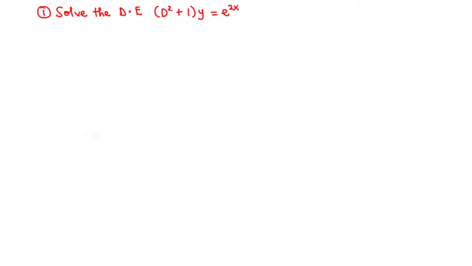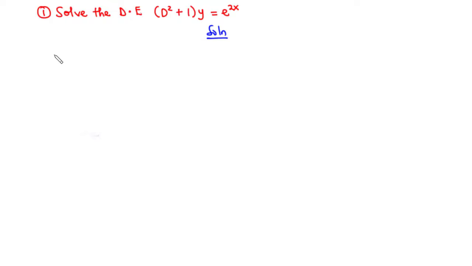So in the previous lesson, we looked at how to find the general solution of a first order linear differential equation using the D operator method. And in this lesson, we are going to consider second order linear differential equations. So for the first example, we are going to solve the differential equation (d squared plus 1) y equals e to the power 2x.